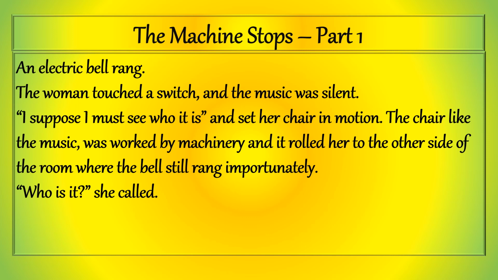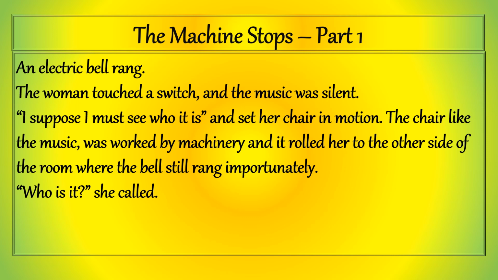An electric bell rang. The woman touched a switch and the music was silent. Here, electric bell seems to be like the bell of the telephone. The woman touched a button and the music was silent. It means that there was actually no musical instrument as we have read in the beginning of the lesson, but still the music was silent. I suppose I must see who it is. Now she thinks that she must see as to who was ringing the bell or who was calling.